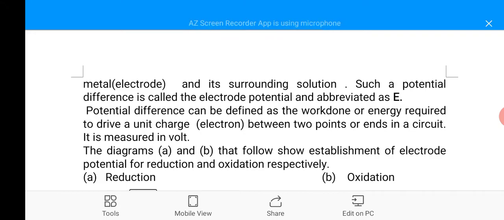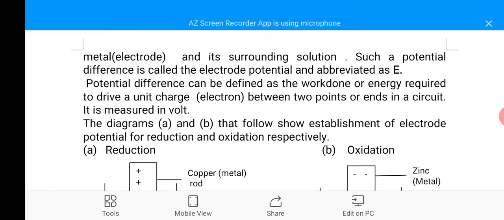So when the ions in the solution are getting electrons from the electrode, the electrode will be rendered positive. But if the electrode is gaining the electron, am I communicating? If the electrode is gaining the electron, that means the electrode will become what? Will become negative.